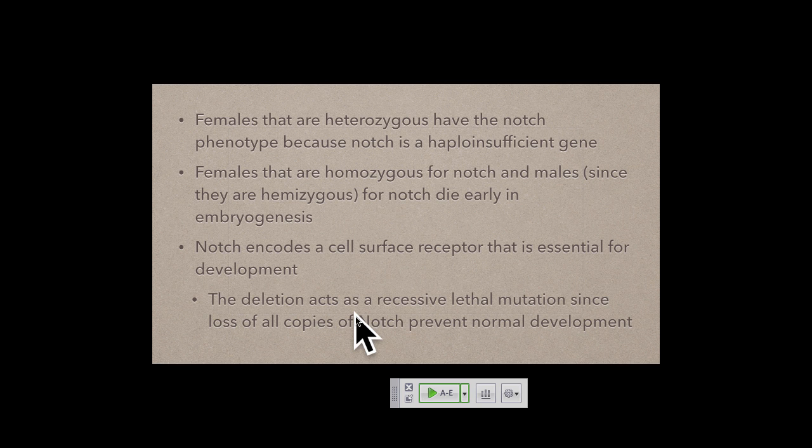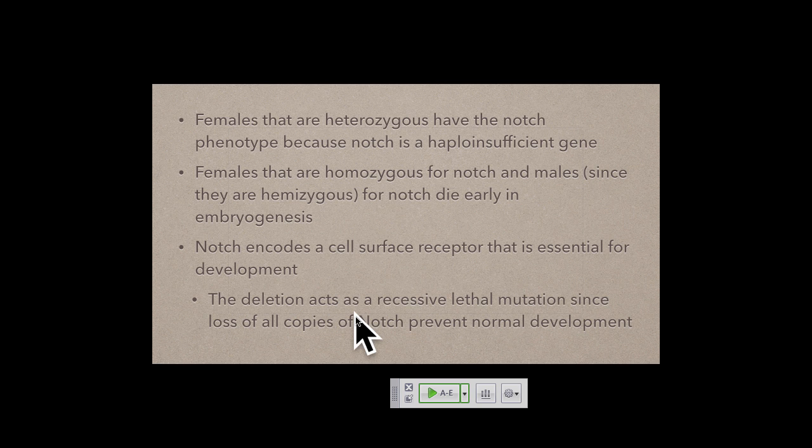Well, this is on the X chromosome, so males who have the deletion are just simply not going to be there. You're not going to find males that have the notch wings, because that's a lethal mutation. Think about what the gene product is doing. It's a protein that's required and essential for development. You don't have this protein, the embryo never develops, and therefore it's lethal.